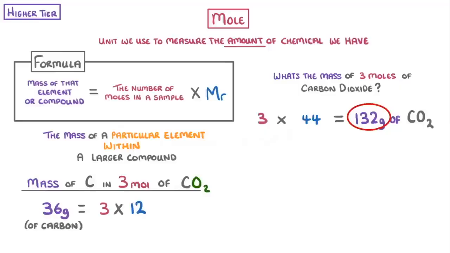And if you wanted to go one step further, you could subtract that 36 grams from the original 132 grams to find that there must be 96 grams of oxygen, because we can see that CO2 is only made up of carbon and oxygen.